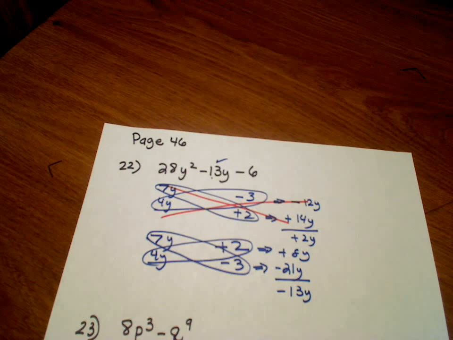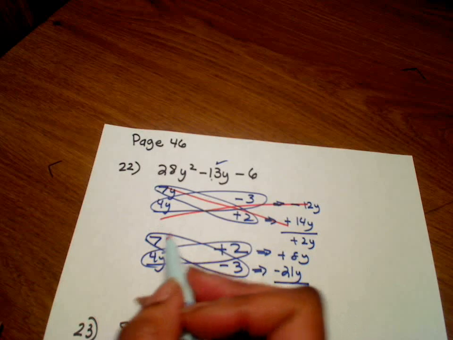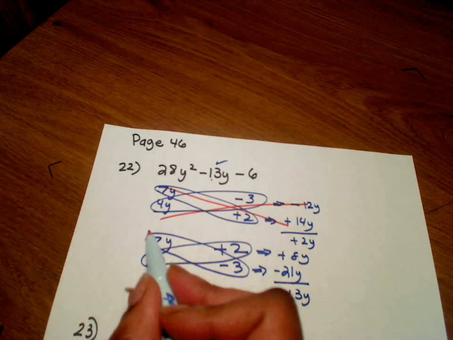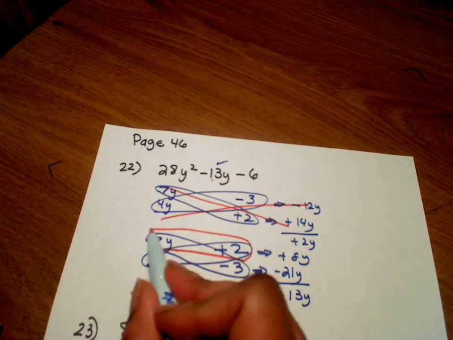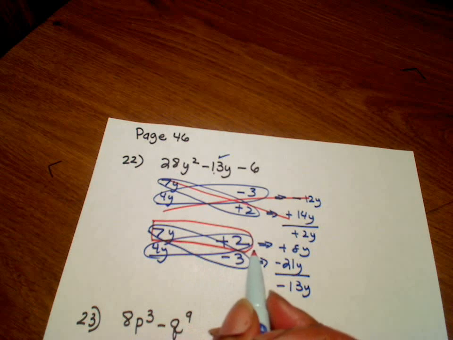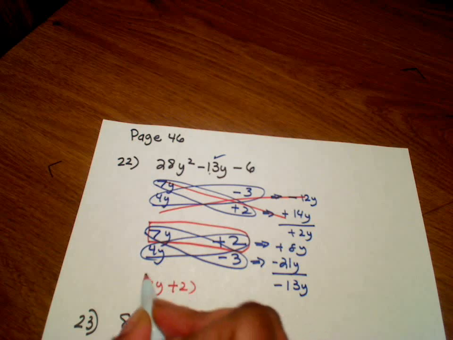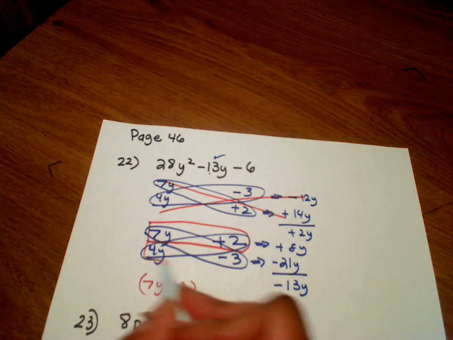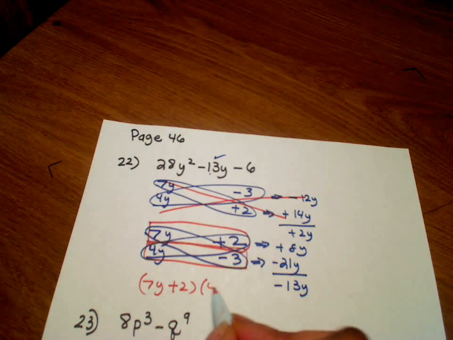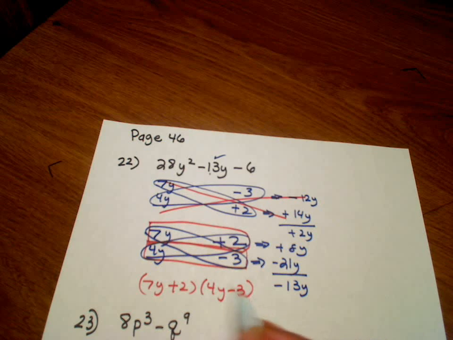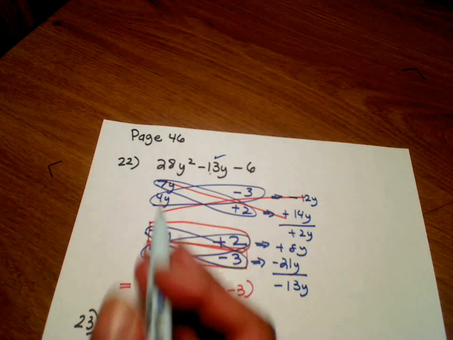So therefore, I know that I have my answer. Now remember, your answers are not the diagonals, but actually the ones that are adjacent from each other. So therefore, the answer for here is going to be 7y plus 2. And also, here's the other set, which is going to be 4y minus 3. So here is my final answer for that one.